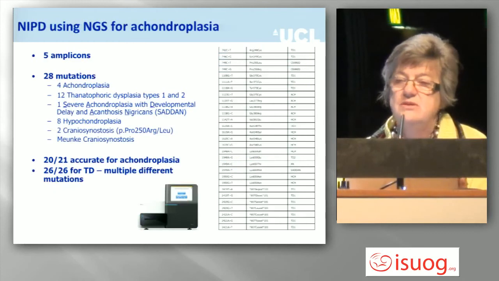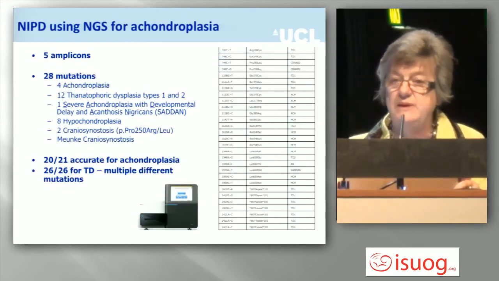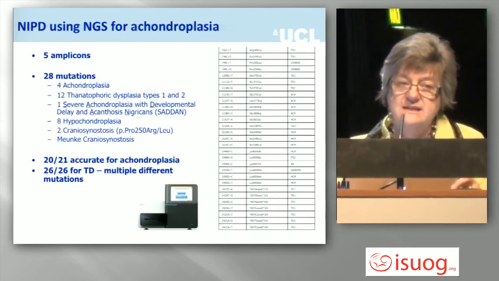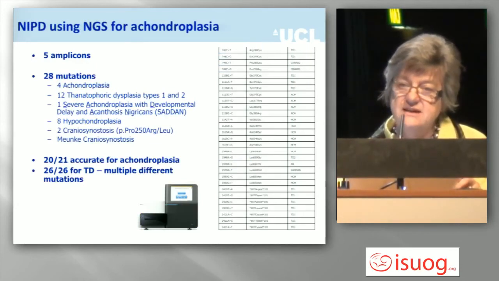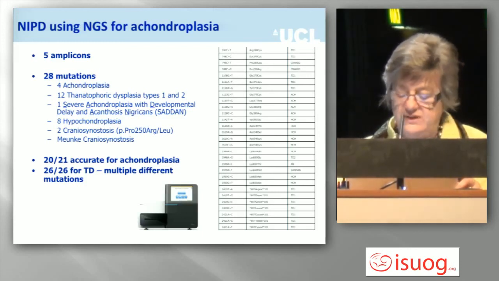Again, we can do a definitive diagnosis by taking mother's blood, and we have a sequencing panel now which will pick up all the achondroplasia and thanatophoric mutations. So again, the diagnosis can be made on blood, on mum's blood, on cell-free fetal DNA.